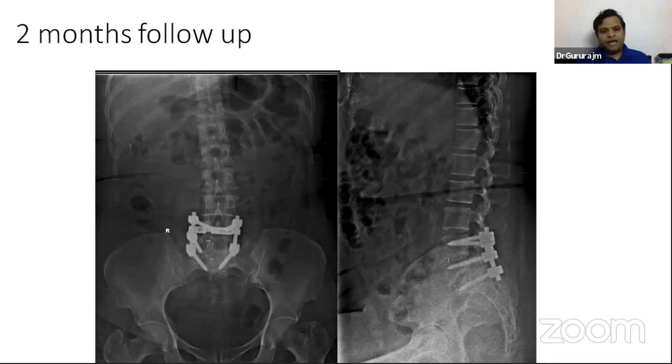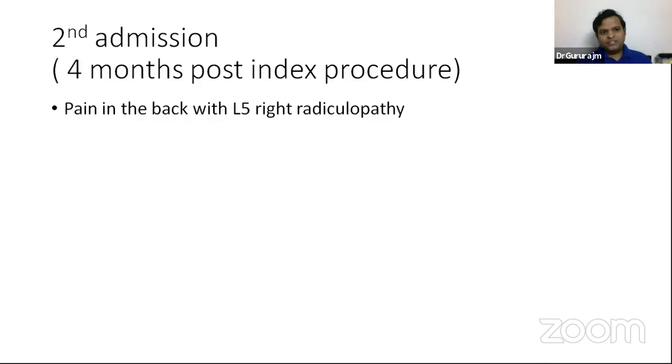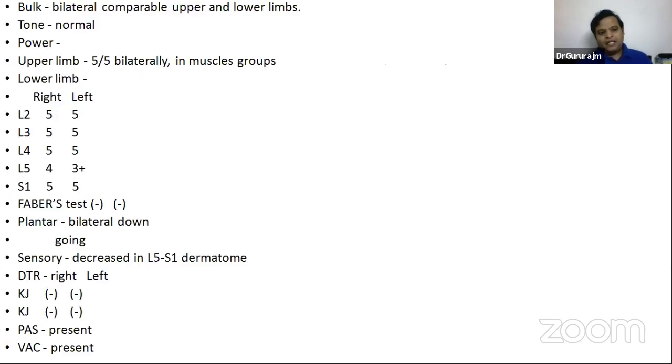So we were happy. This is 2 months follow-up. Even though she continued to have some left-sided radiculopathy, she was better than before. Her walking distance increased. And then at 4 months after the index procedure, we had to give a left-sided root block because it was interfering with her daily routine activities. At that time we could see that she was also complaining of right-sided radiculopathy now, and the left-sided neurology remained the same.